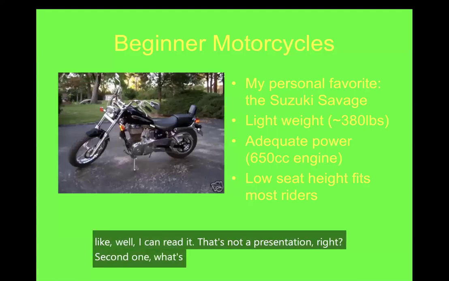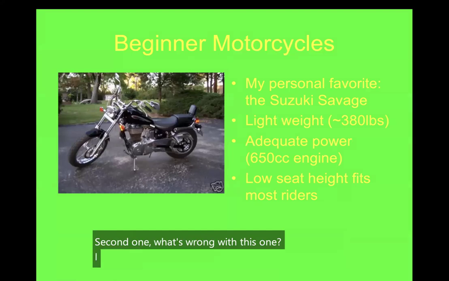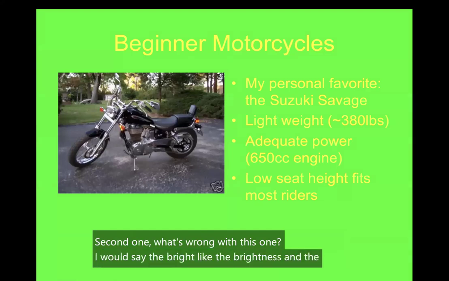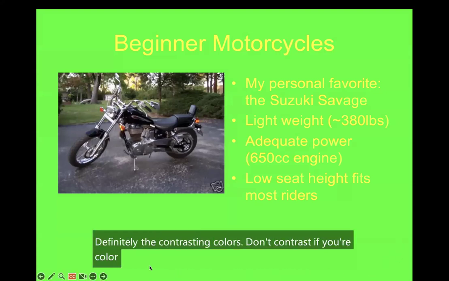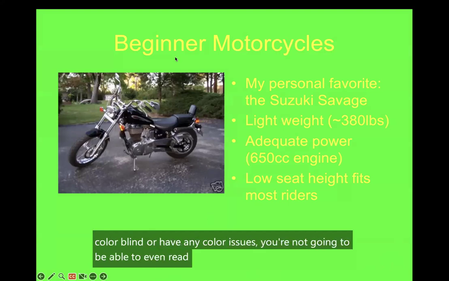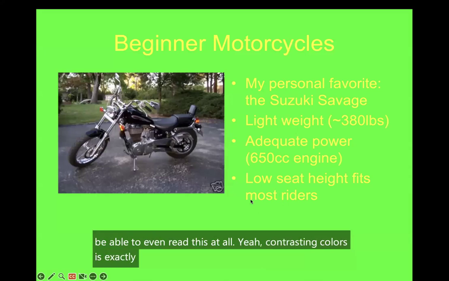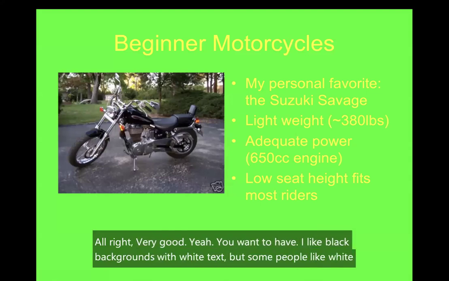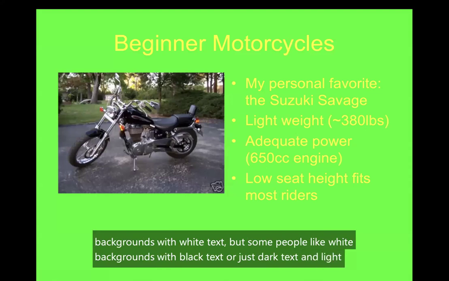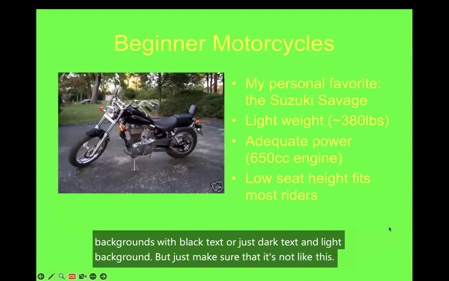Second one, what's wrong with this one? Anybody? I think the brightness in the colors. Yeah, definitely, the contrasting colors don't contrast. If you're colorblind or have any color issues, you're not going to be able to even read this at all. Contrasting colors is exactly right. All right, very good. I like black backgrounds with white text, but some people like white backgrounds with black text, or just dark text and a light background. Just make sure that it's not like this.